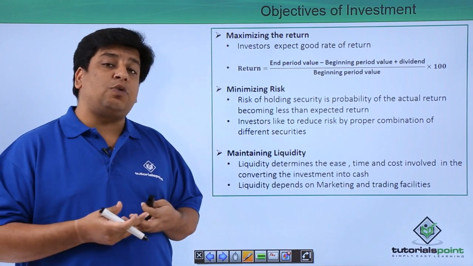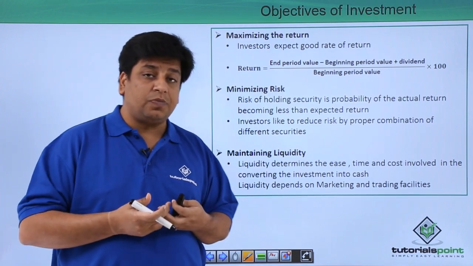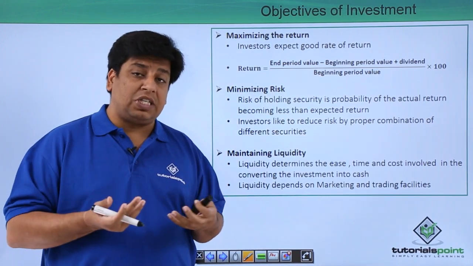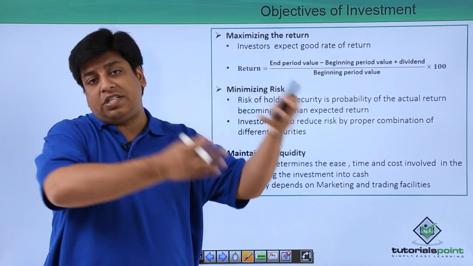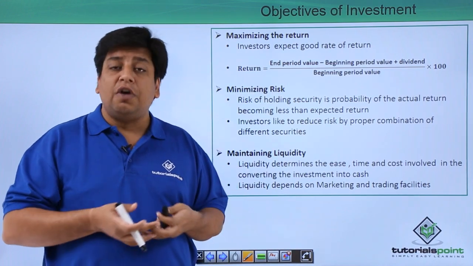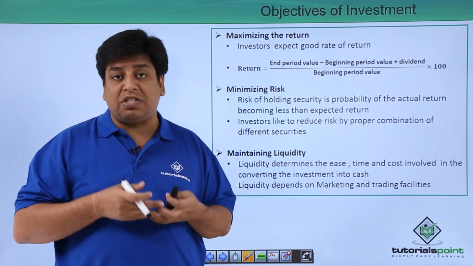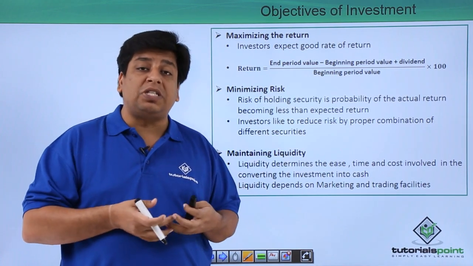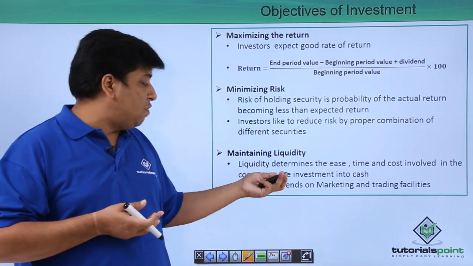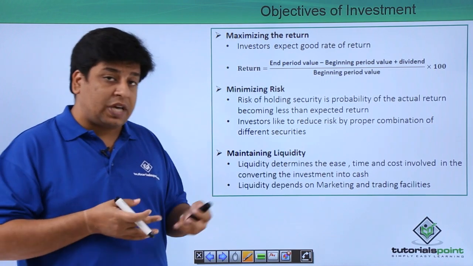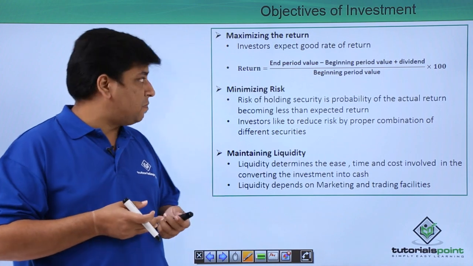Now let's go ahead and see what are the subsidiary objectives. The first one is maintaining liquidity. If you invest into equities or into recurring deposits, right from recurring deposits to equities, there are different asset classes which provide you enough liquidity. In case you need money, you can encash this investment and meet your immediate obligation. Liquidity determines the ease, time and cost involved in converting the investment into cash. Liquidity depends on marketing and trading facilities.